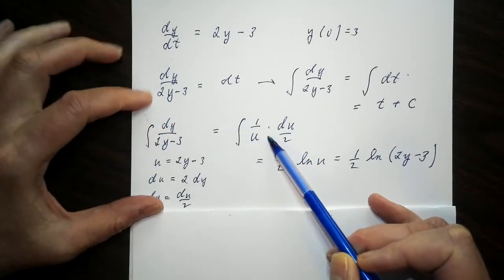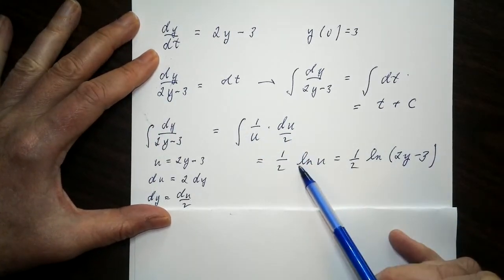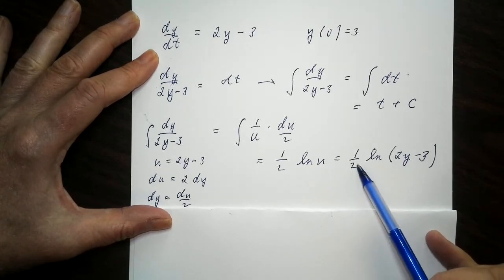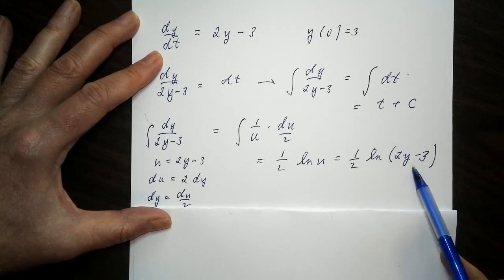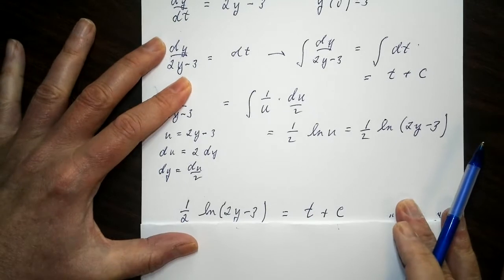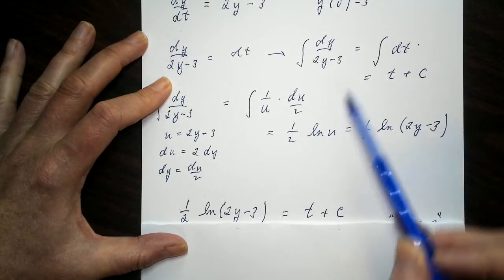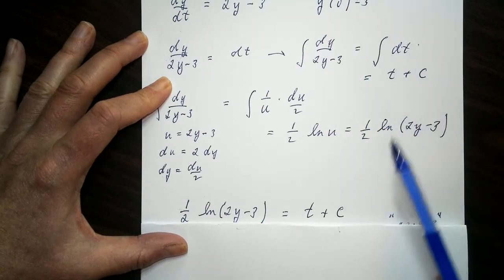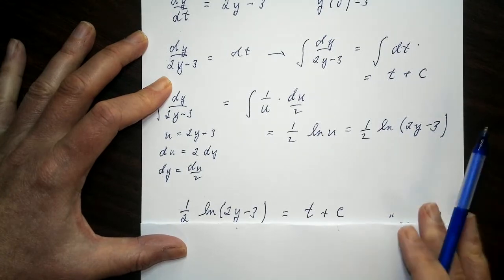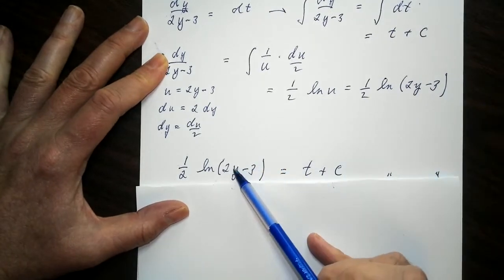So you might want to take a few minutes to actually fill in the details here. This 2 in the denominator comes out as a half. So we have 1/2 the natural log of u, and back substituting, the natural log of 2y minus 3. So here's where we're at. 1/2 the natural log of 2y minus 3 equals t plus c. Now I should mention again that we don't really worry about the absolute values here because it all comes out in the end. Now we need to solve this for y.